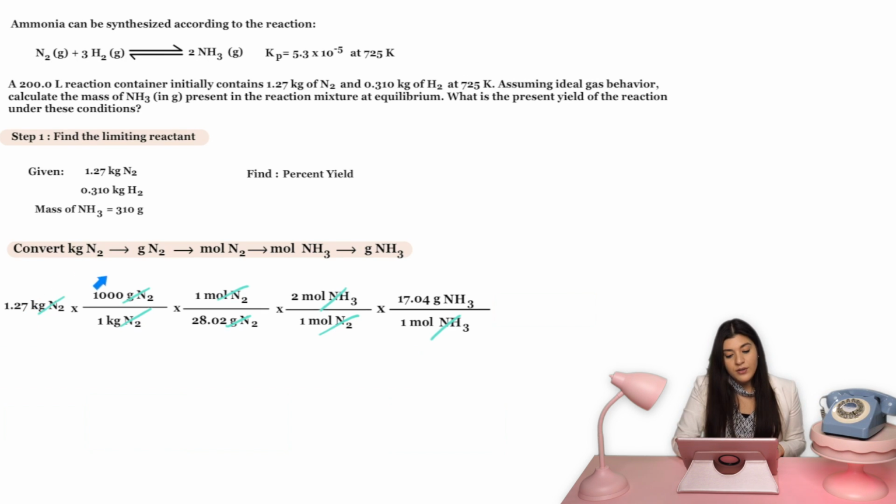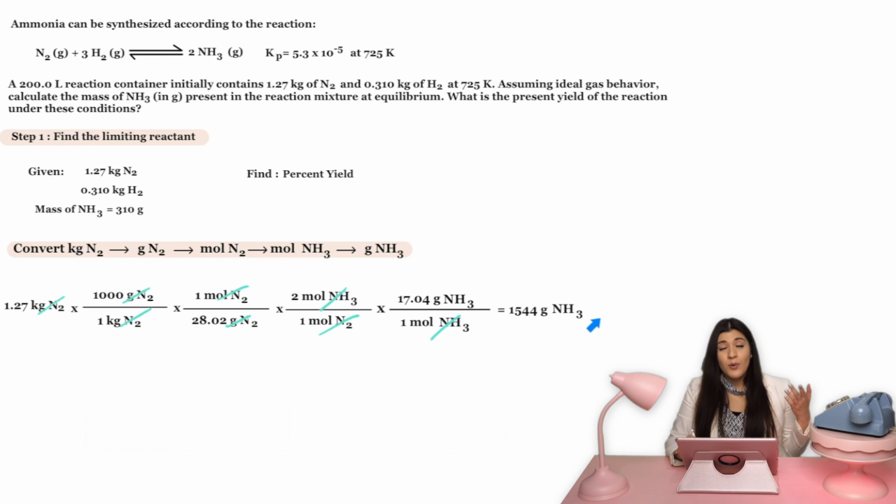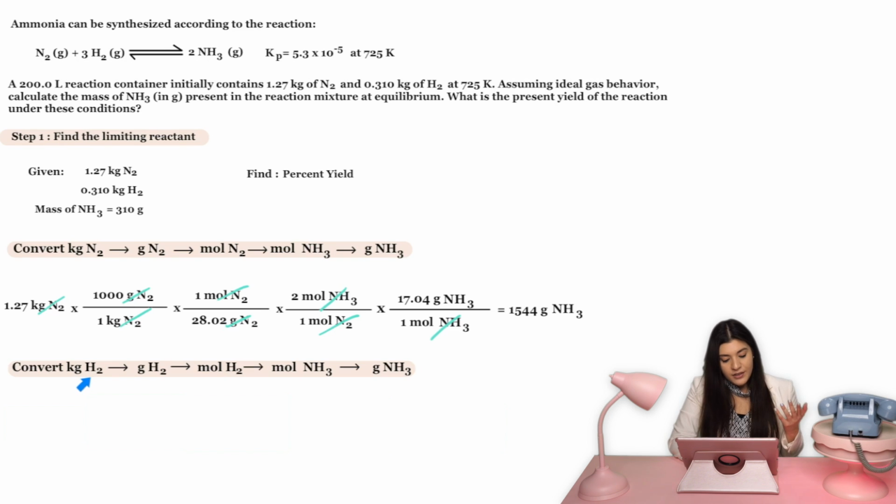So I'd multiply this value times 1,000 times 2 times the molar mass of ammonia and divide it by 28.02. After we do all that, we get this as our grams of NH3. I'm going to do this all over, specifically for the second reactant of H2. So same setup, all right? I'm converting everything from kilograms of H2 all the way to grams of NH3.